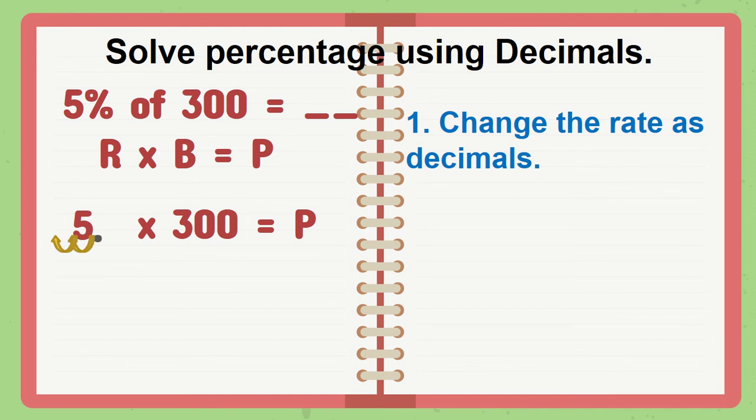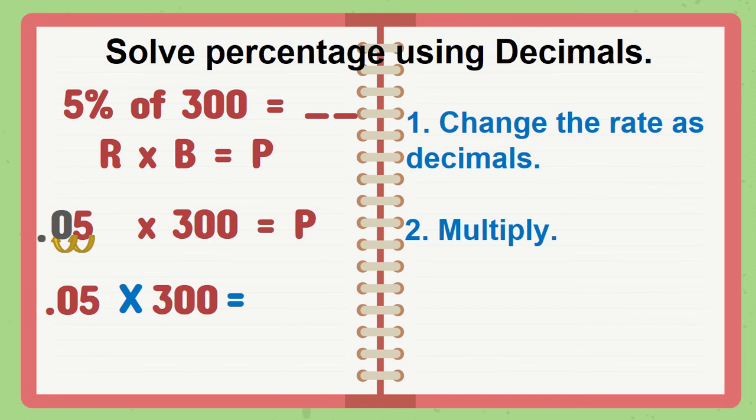So 1, 2, and you will affix 0 since kulang kasi ng digit. So you will write 0. So 5% will become 0.05 times 300. So step 2, you're going to multiply. The answer is 15.00 or 15.